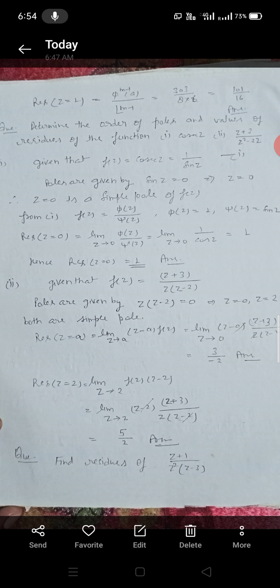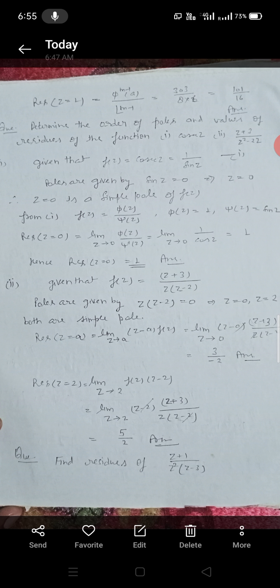So poles are given by sin z is equal to 0, that implies z is equal to 0. So z is equal to 0 is the simple pole of f(z). So from first, f(z) is equal to phi z upon psi z. This is phi z is equal to 1 and psi z is equal to sin z. Residue at z is equal to a is equal to limit z tends to 0 phi z upon psi dash z is equal to limit z tends to 0 1 upon cos z is equal to 1. Hence residue at z is equal to 0 is equal to 1.